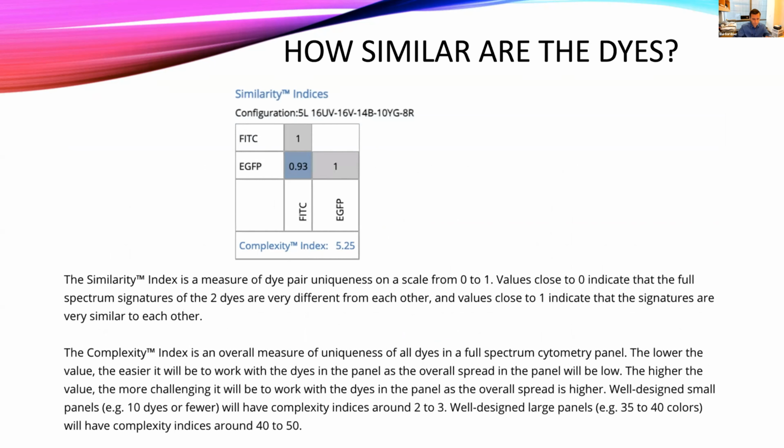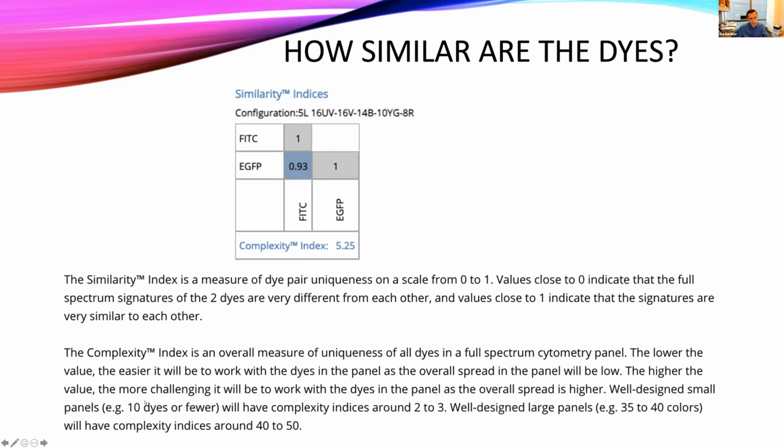So we can see here that GFP and FITC have a similarity index of 0.93, so very close to 1, as expected. And this is already indicating to us that this probably wouldn't be a very good choice to use these two fluorochromes together. But when it comes to the whole panel, there's another metric that Cytek introduced, which is the complexity index. Of course, here the panel is just two colors, right? That we're showing here. So not a very complex panel.